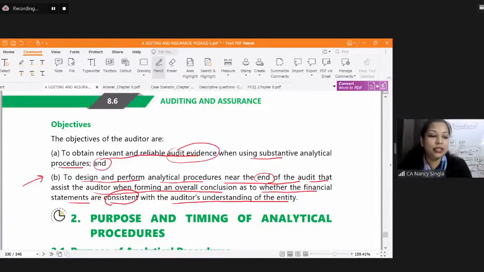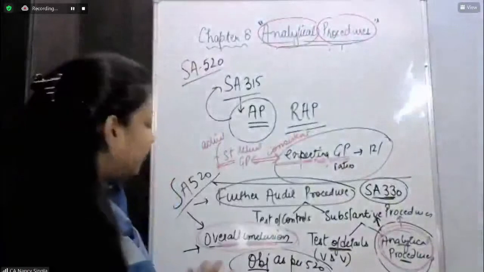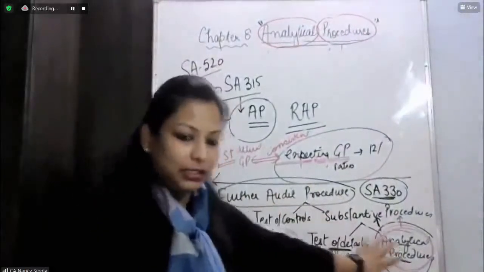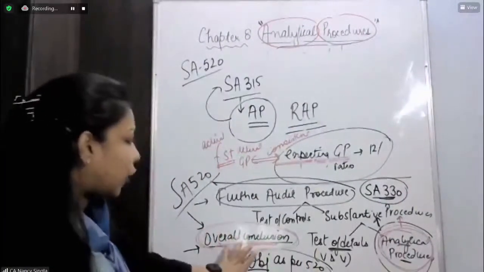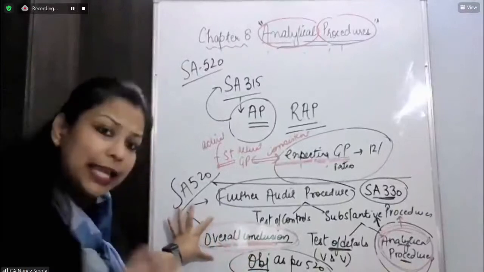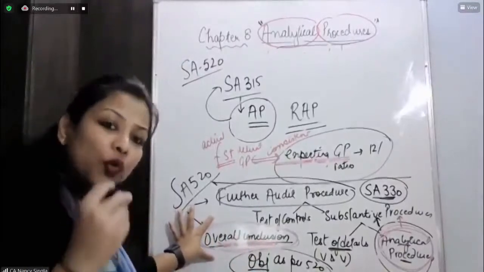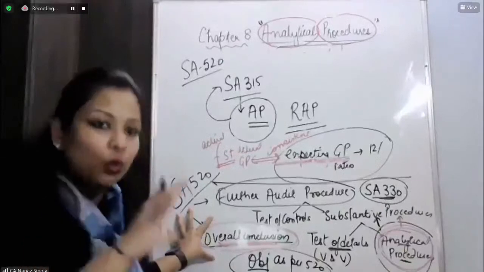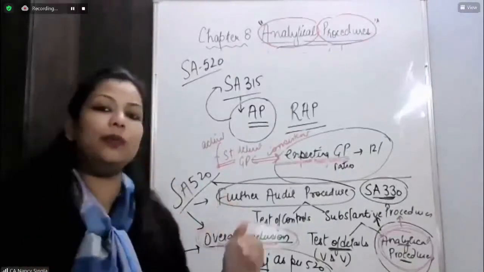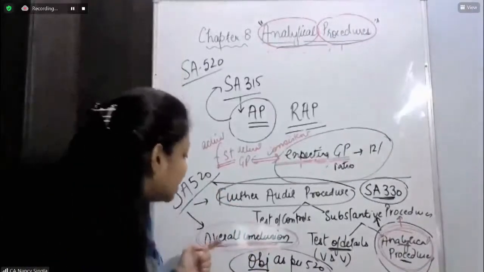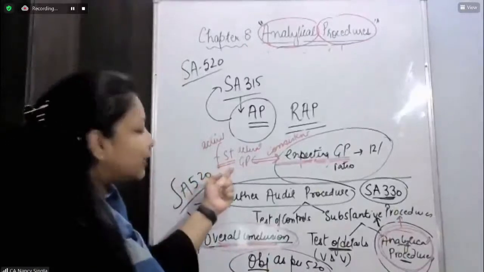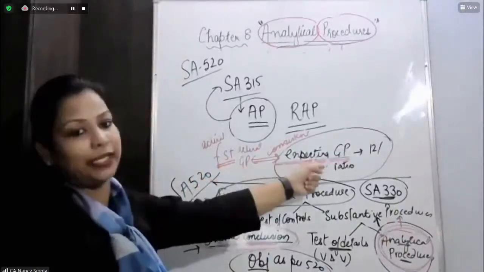Let us look at the second point, point B, again. First, look at the board, what I have told you. Here too we are obtaining audit evidence. Here also we are obtaining audit evidence. But what are we doing when the auditor is near the end of the audit, forming his overall conclusions about the financial statements as a whole? He will design and perform certain analytical procedures. Why? Because he wants to be sure whether the financial statements are consistent with his expectation.